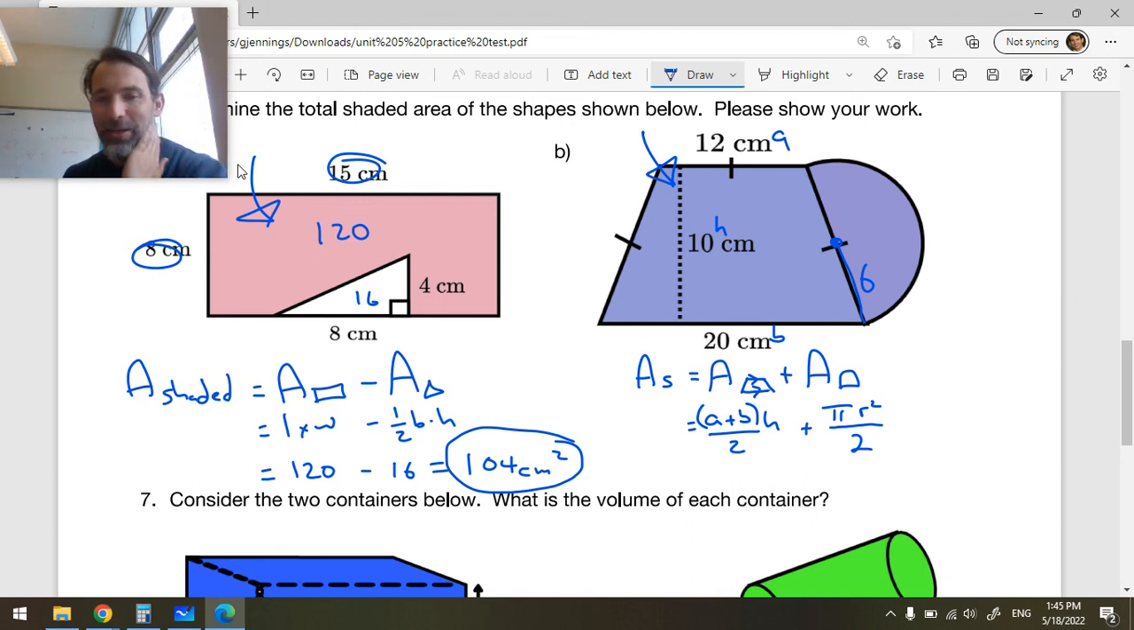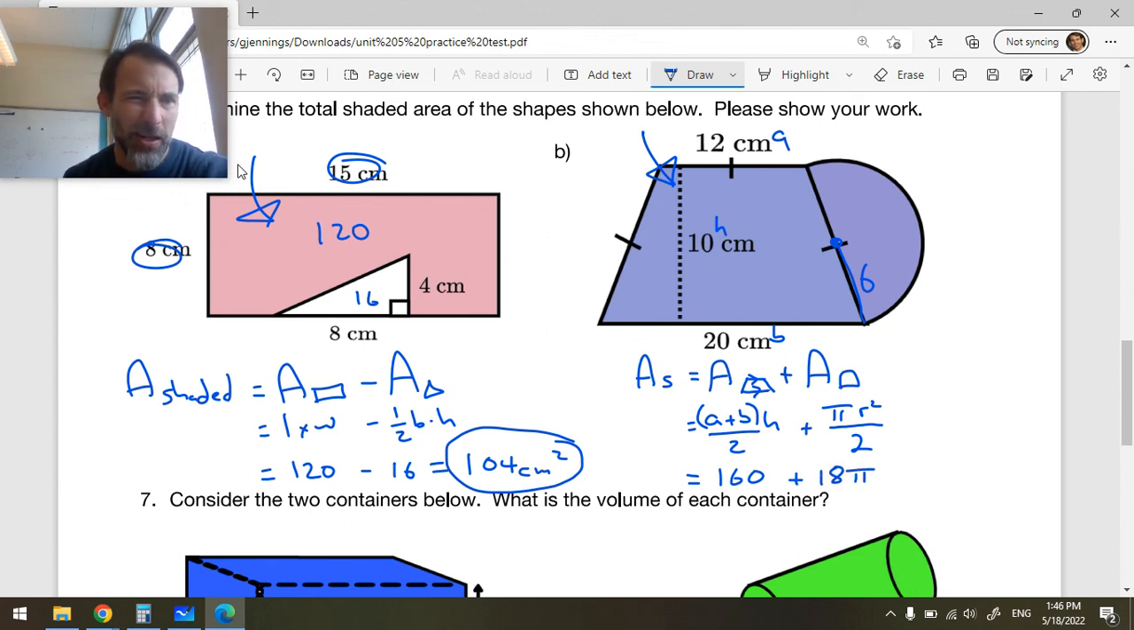Okay, so let's keep going. All right, so A plus B times H. 12 plus 20 divided by 2 happens to be 16. 16 times the height is 160. Okay, just substituting in there. Let's evaluate this. Plus pi times the radius squared divided by 2. The radius squared is 36. 36 divided by 2 is 18. So that's 18 times pi.